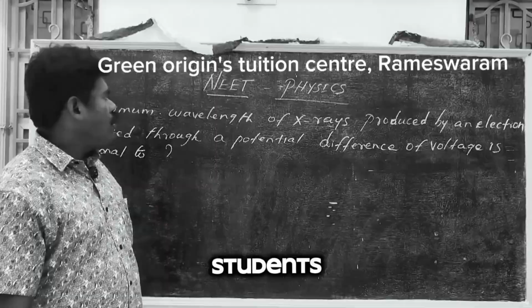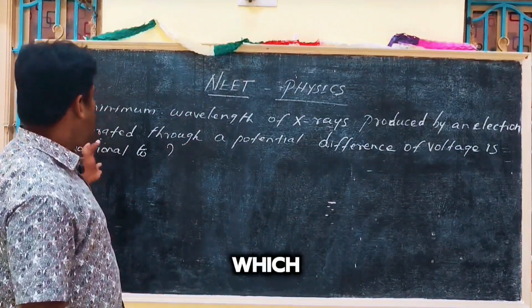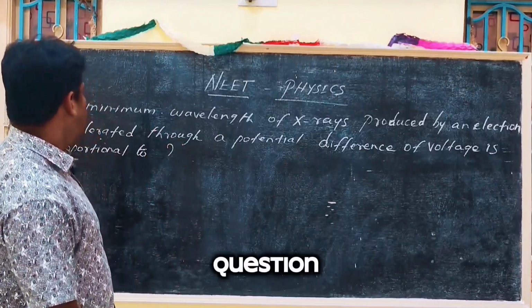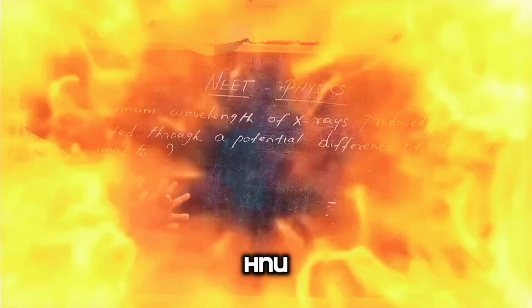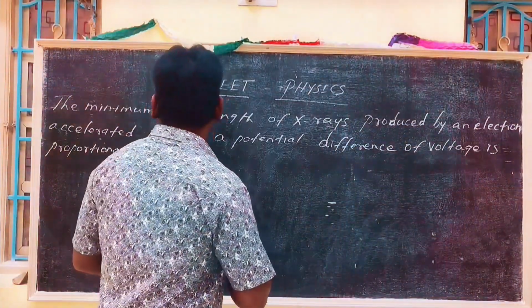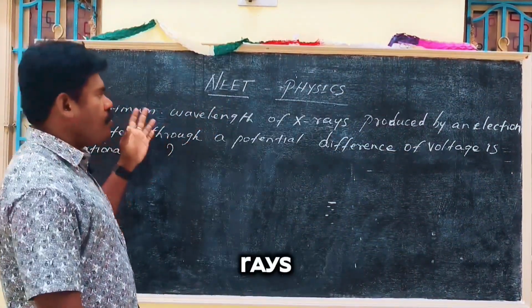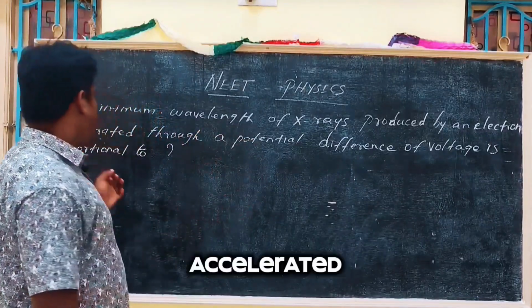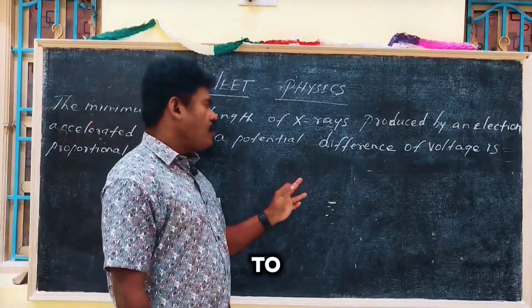Dear students, today we are going to find out another important question in NEET physics, which is based on wavelength, based on E equals h nu. So I will just read the question. The minimum wavelength of X-rays produced by an electron accelerated through a potential difference of voltage V is proportional to what?